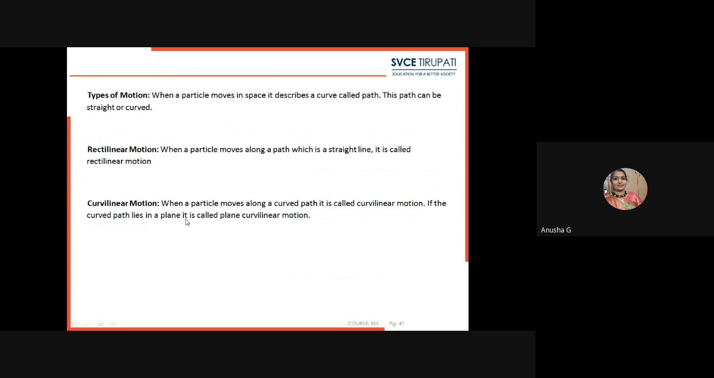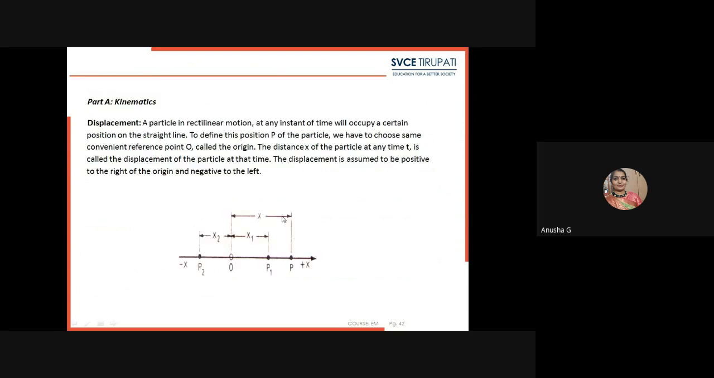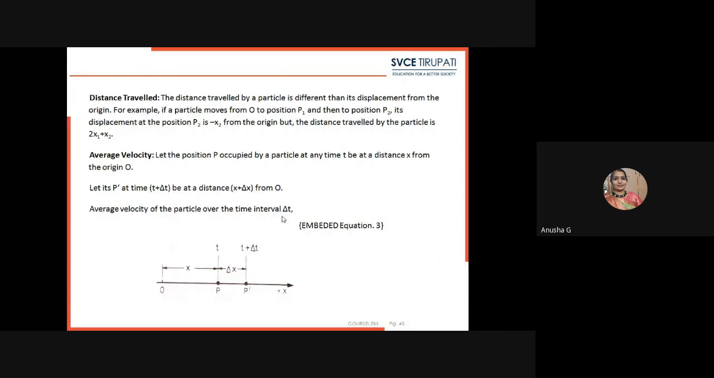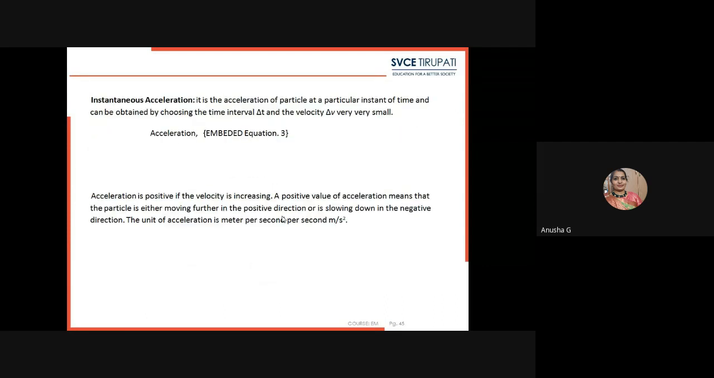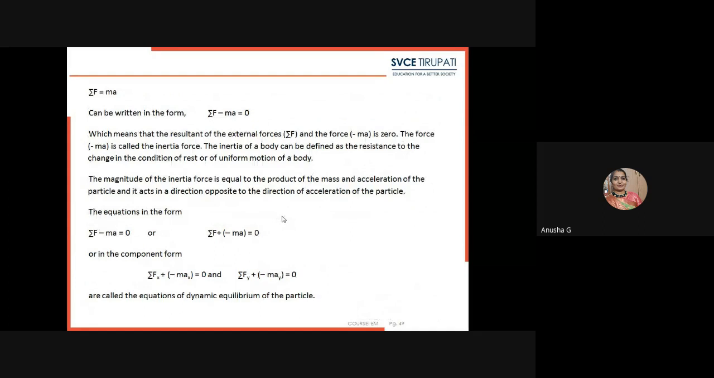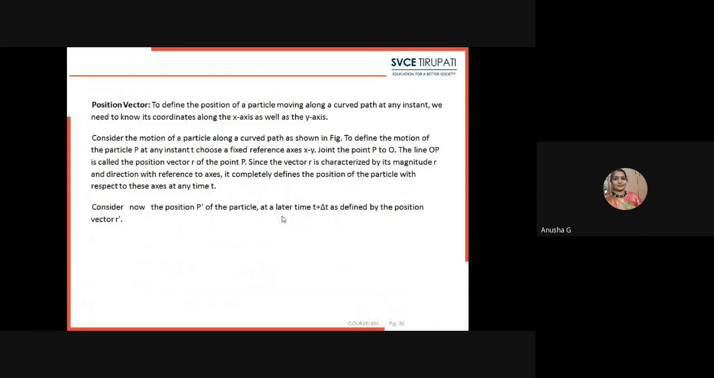Curvilinear motion is nothing but when a particle moves along a curved path; it is called curvilinear motion. If the curved path lies on a plane, it is called plane curvilinear motion. That has to be observed. Then kinematics is based on the displacement. Here we can consider the different parts that have to be observed. Kinetics is without considering the force.